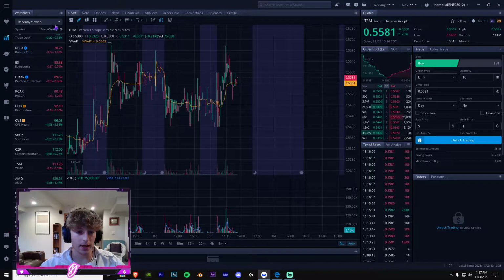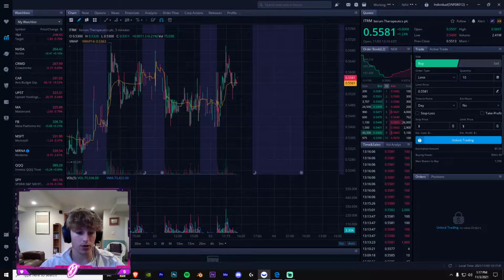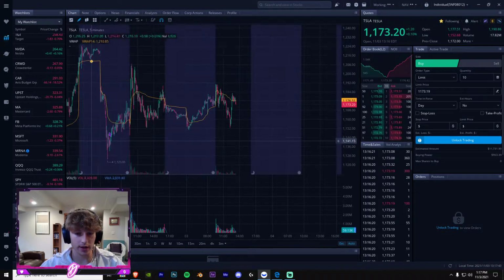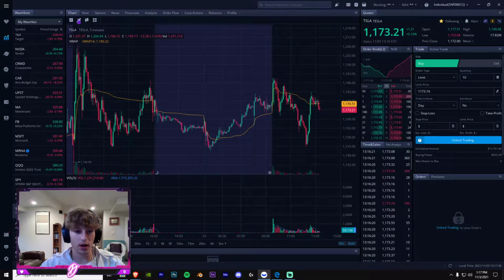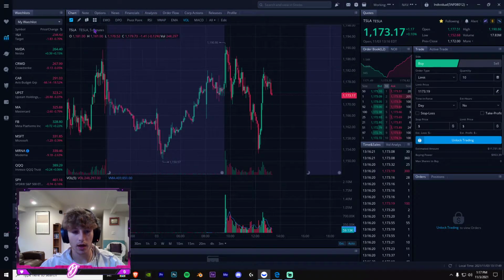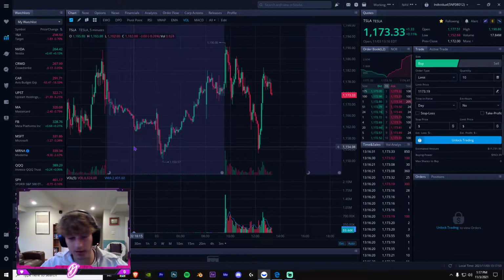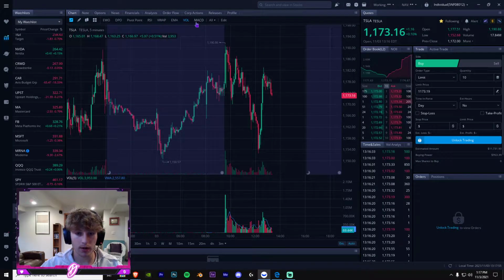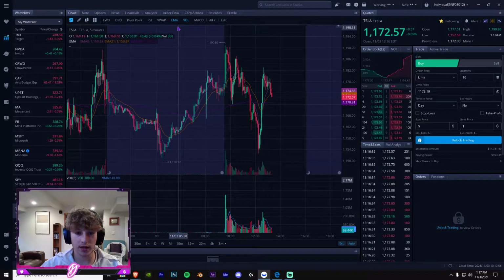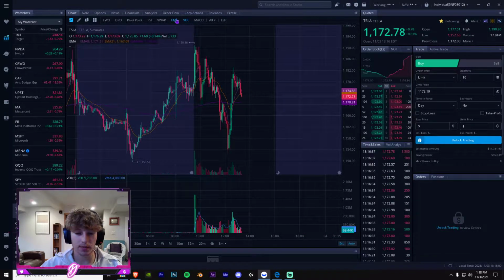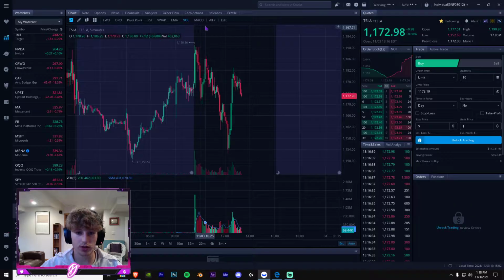But if you're on a different broker, you can just look up a YouTube video on how to use moving averages, right? So if we go to Tesla, let me take my indicator off real quick, and we go up here to this indicators button. There should be an indicators button on every other broker. We can go to the EMAs, which are the exponential moving averages, or just the moving averages.